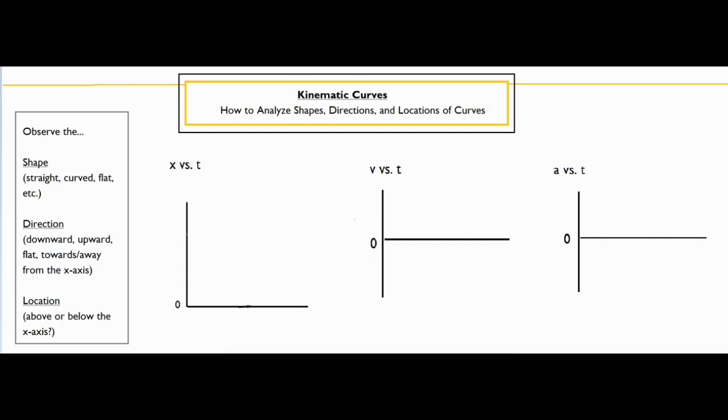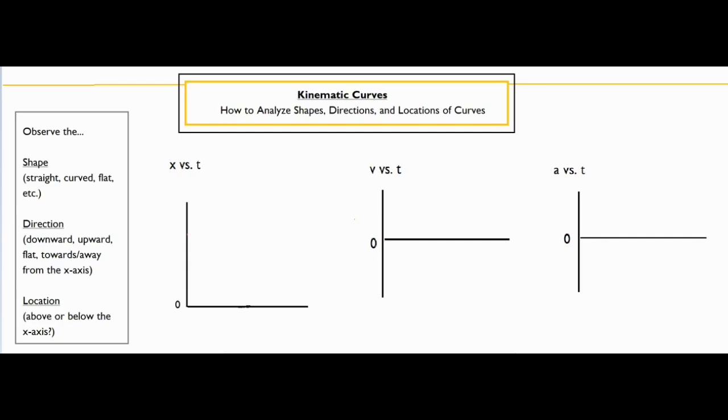So when we take a look at the shape, we're going to take a look if it's straight, curved, flat. As far as the direction goes, whether it's upward or downwards, flat, or in some cases towards or away from the x-axis, and then also the location as well. Where is your line? Is it above or below the x-axis? So let's start with our position versus time graph.